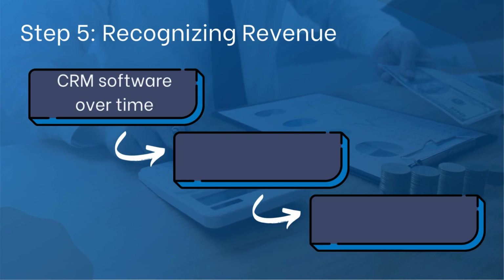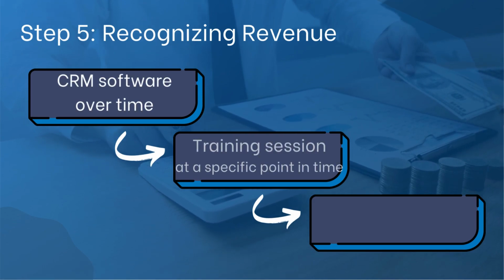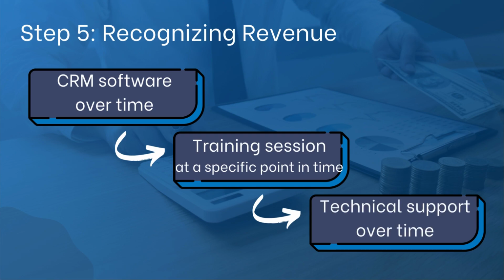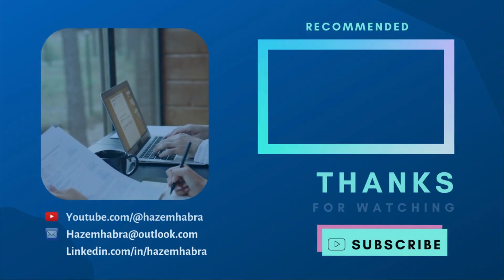Revenue is recognized over time for the CRM software, at a specific point in time for the training session, and over time for technical support based on patterns of usage. By following these steps, Tech Solutions ensures accurate revenue recognition, reflecting the value delivered to ABC Corporation over the course of the contract.